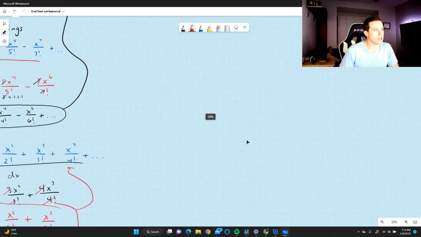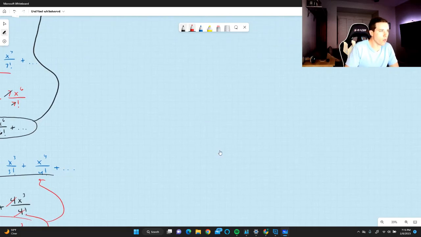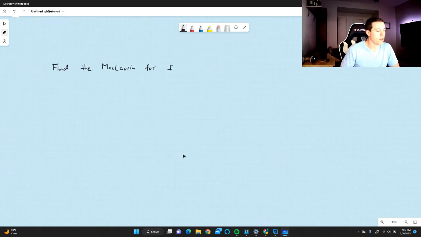One last topic here. We're going to find the MacLaurin series for this obscure function, which I kind of brought up the other day in class. I'm curious if you actually remember it. Why this function? Well, this serves a purpose when we're dealing with something that we'll get to in a second.